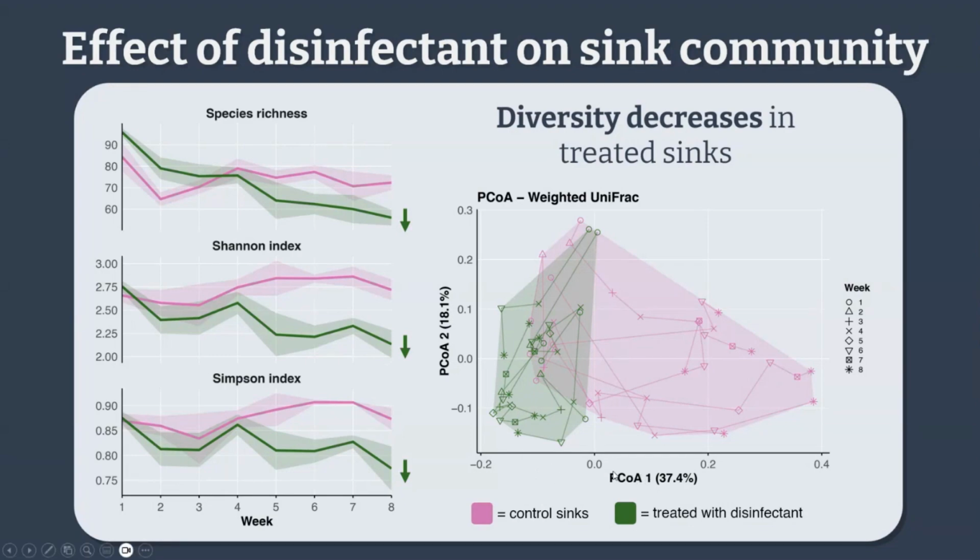On axis 1 here, we can see that the points are separated by treatment. And on axis 2, it's separating them by time, so we've got the early weeks at the top and the later weeks at the bottom. So clearly the community composition did change over time, but clearly the treatment with disinfectant did have an impact on the communities there.